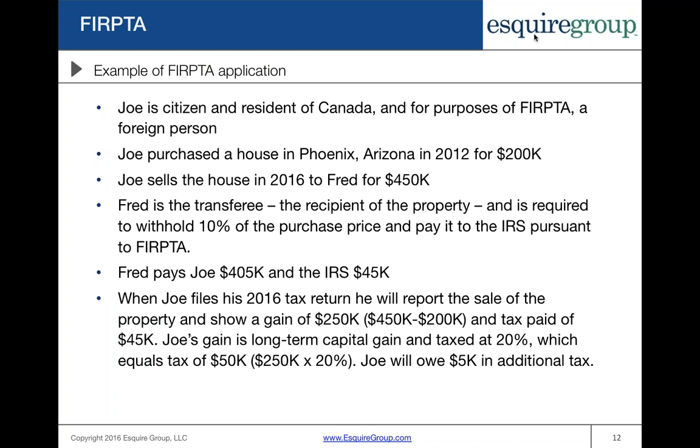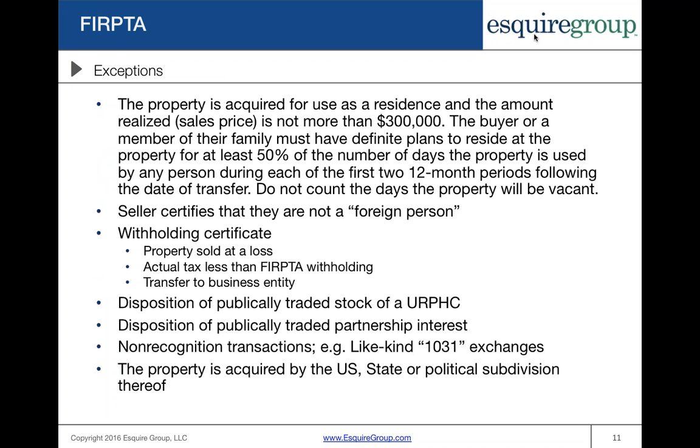So now let's change this example up even a little bit more. Let's say, for example, Joe purchased this house for $200,000, and he's selling it for $150,000. Well, I'm going to backtrack here to the former slide. Let's apply the first exception. If Joe's selling the property for $150,000, we're under the $300,000 exception amount. So if the person buying the property is planning on using it as a residence for more than 50% of the time for the next 2 years, then the property is going to be exempt from FIRPTA, and there's not going to be any withholding. The buyer's not going to have to withhold 10% of the $150,000 and pay that to the IRS because they meet this first exception.